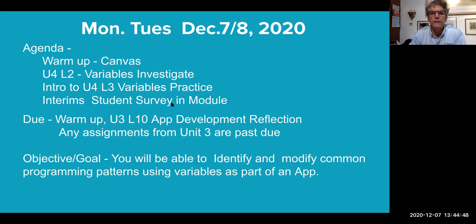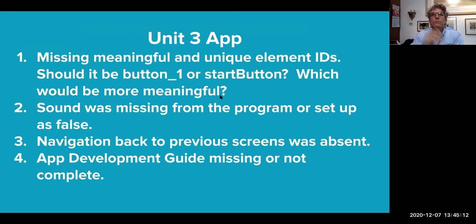Our goal today is that you will be able to identify and modify common programming patterns using variables as part of an app. Okay? So we're picking up where we left off last class with variables. What do variables mean? How do you work with them? How do you get a variable to count? These are things that we will be learning today. In terms of your Unit 3 app, these are things that have been missing.